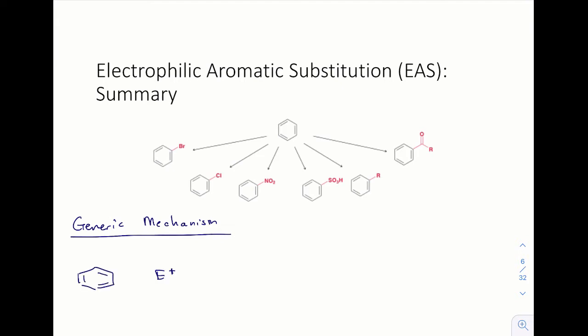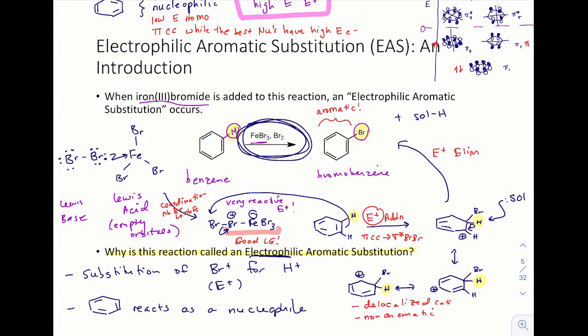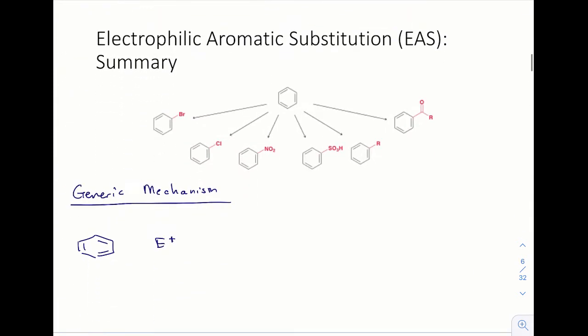So there's going to be some electrophile, and oftentimes it must be generated. We saw here the electrophile wasn't either of these species. It was generated when they interacted with one another. So sometimes that electrophile is generated. But once it is, the pi CC attacks it in an electrophile addition step, that is going to generate this stabilized intermediate.